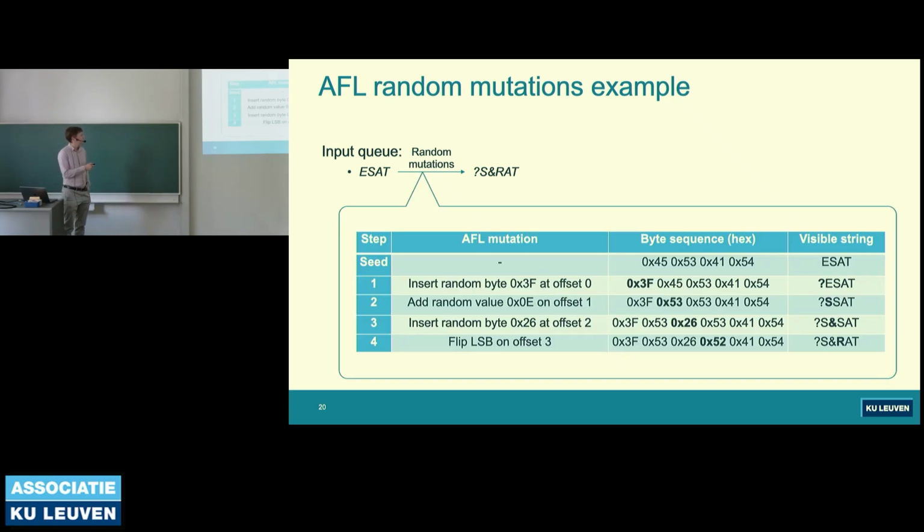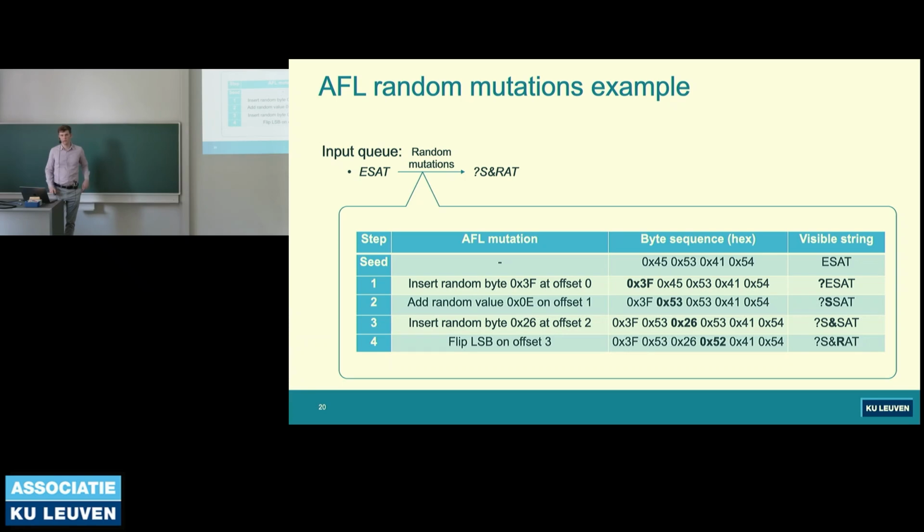First of all, we imagine the string as a byte sequence, like we are the computer. The first mutation that AFL applied is inserting a random byte at offset 0, so at the beginning. And now we get the question mark ESAT already. Then AFL adds a random value at offset 1, and we get this string. Then we insert a random byte, we get this string, and finally AFL flips the least significant bit at offset 3, and then we finally get our input that we see here. As you can see, all the mutations are quite simple, and they are stacked on top of each other.